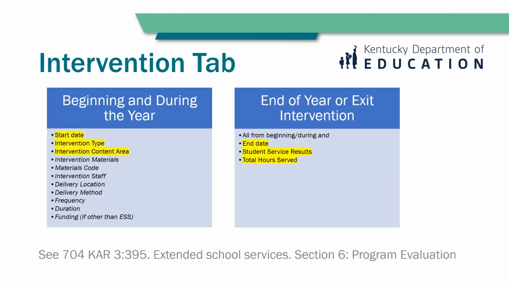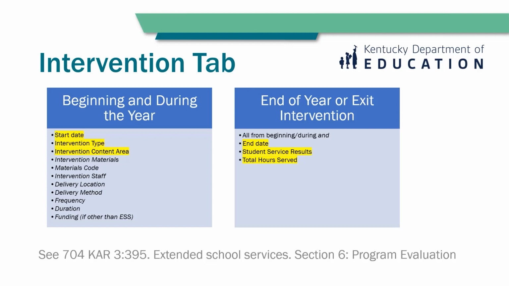The Intervention tab. Beginning and during the year, you also want to make sure that your district is inputting a start date, the intervention type, the intervention content areas. In the past, we have required the intervention materials, materials code, intervention staff, delivery location, delivery method, frequency, duration, and funding. Those are used at the district level. If you would like to collect that information at the district level, then that is a district level decision.